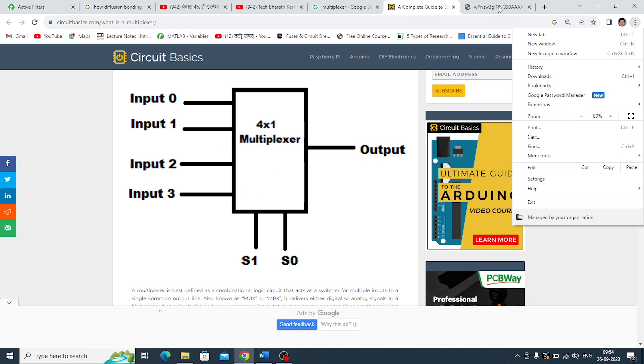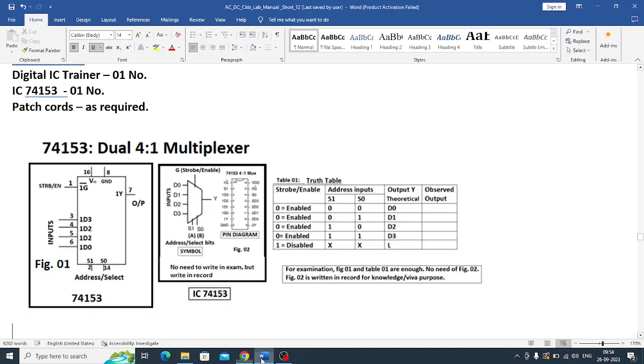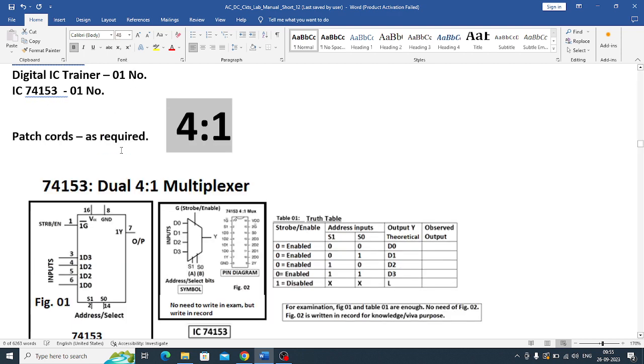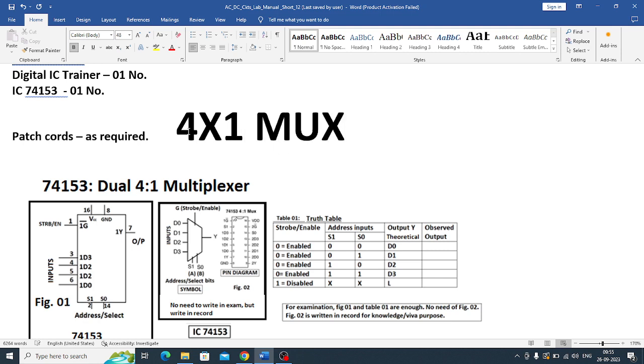It is also written as 4:1. For example, like this, 4:1. Four is to 1 or 4 into 1. You can write anyway. Multiplexer is shortly written as MUX.